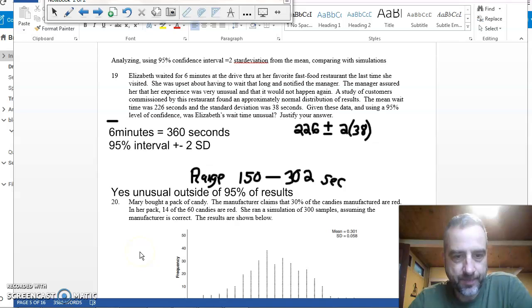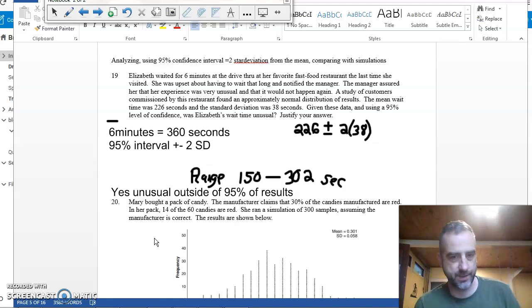Next example. Mary bought a pack of candy. The manufacturer claims that 30% of the candies manufactured are red. In her pack, so this is one example, not a sample, 14 of the 60 candies are red. She ran a simulation of 300 samples. Assuming the manufacturer is correct, the results are shown below.